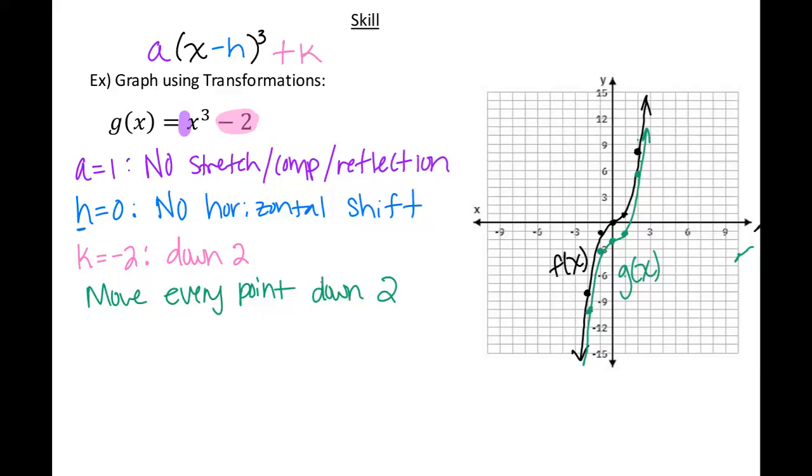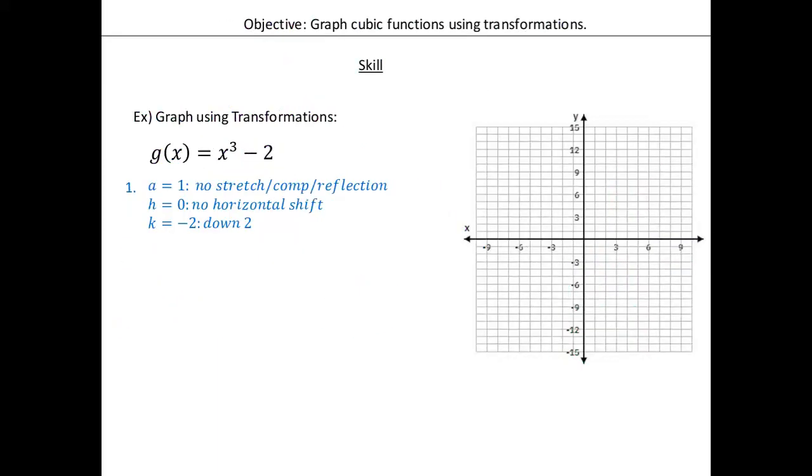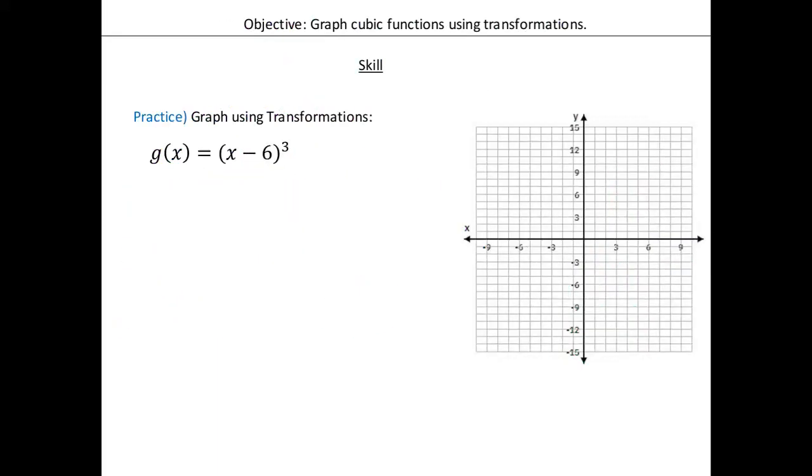All right. So now I want you guys to try this next example. Go find this one, x minus 6 to the third power. We did do it yesterday. Our A value in this case was 1. There was no stretch, compression, or reflection. Our H value was, right there, -6. Don't forget you got to switch the sign, became positive. And because it's positive, that means we go to the right 6.